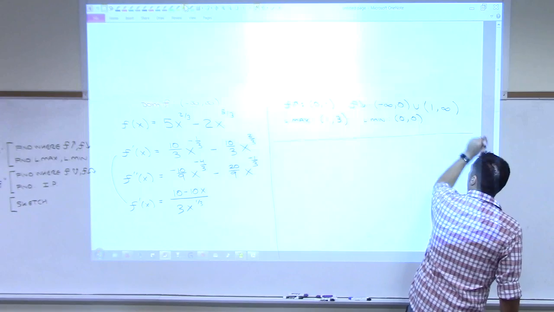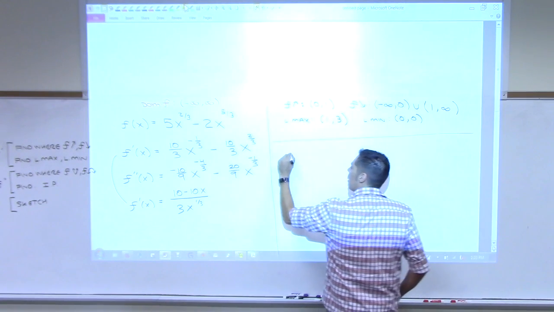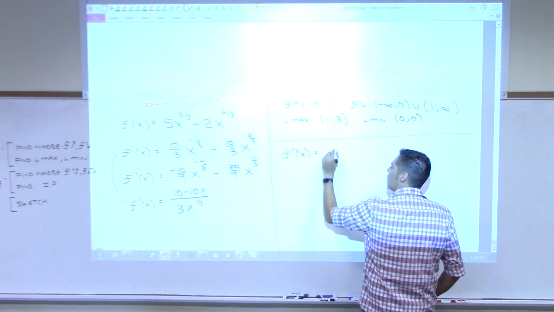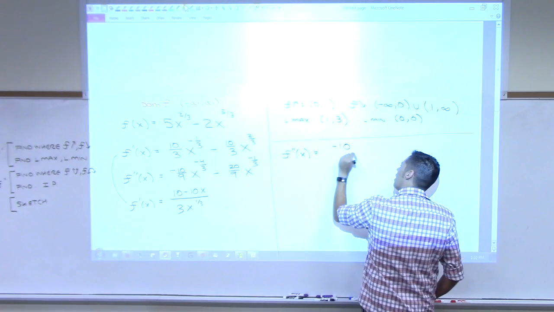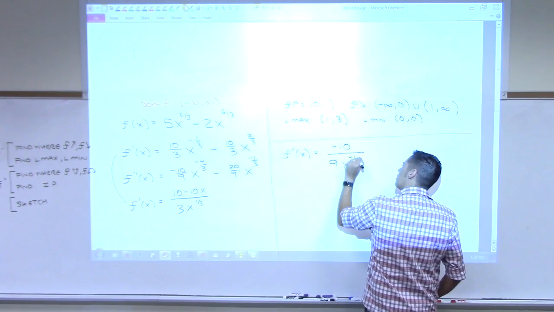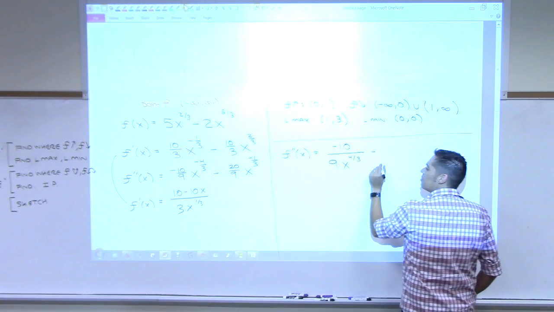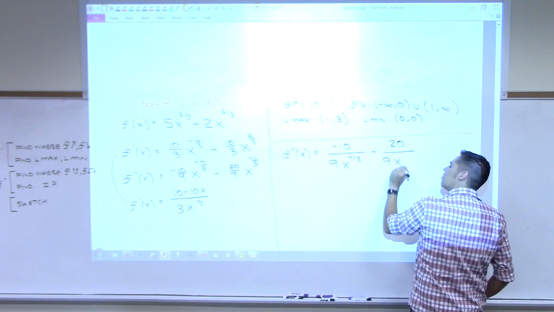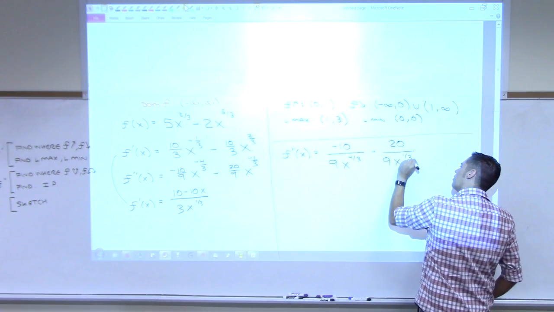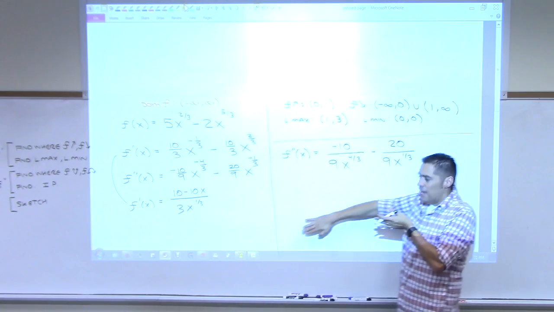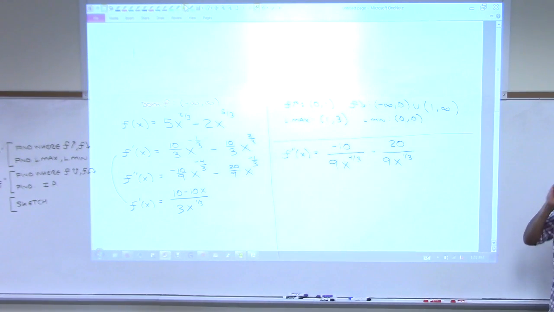So my second derivative cleaned up. Let me rewrite it as f double prime of x equals, I'll try and write it as fractions, negative 10 over 9x to the 4/3 minus 20 over 9x to the 1/3. So I just dropped my negative exponents that were on the x. They joined up with the 9s that were down there.